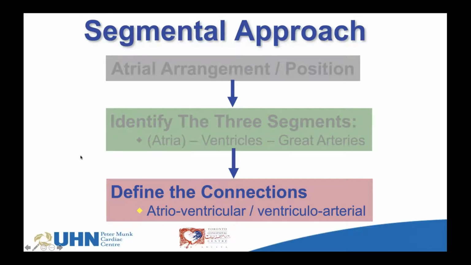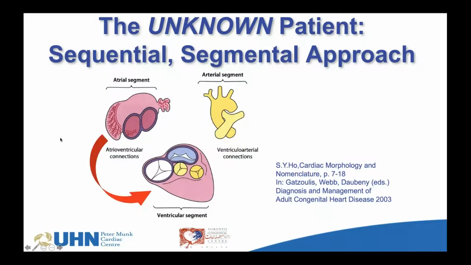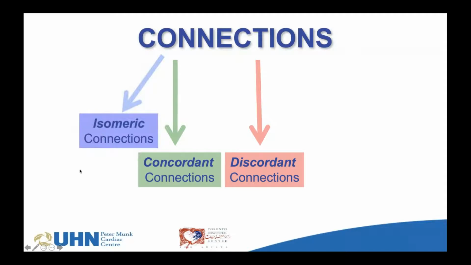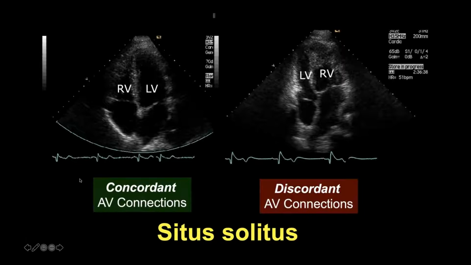So now we have to define these three segments: the atria, the ventricles, and the great arteries. Now we have to define the connections between the atria and the ventricles, and between the ventricles and the great arteries. That's what we have to do. How do we define these connections? There are different connections. The connections can be concordant or discordant. They can be isomeric, or you can have a univentricular connection.